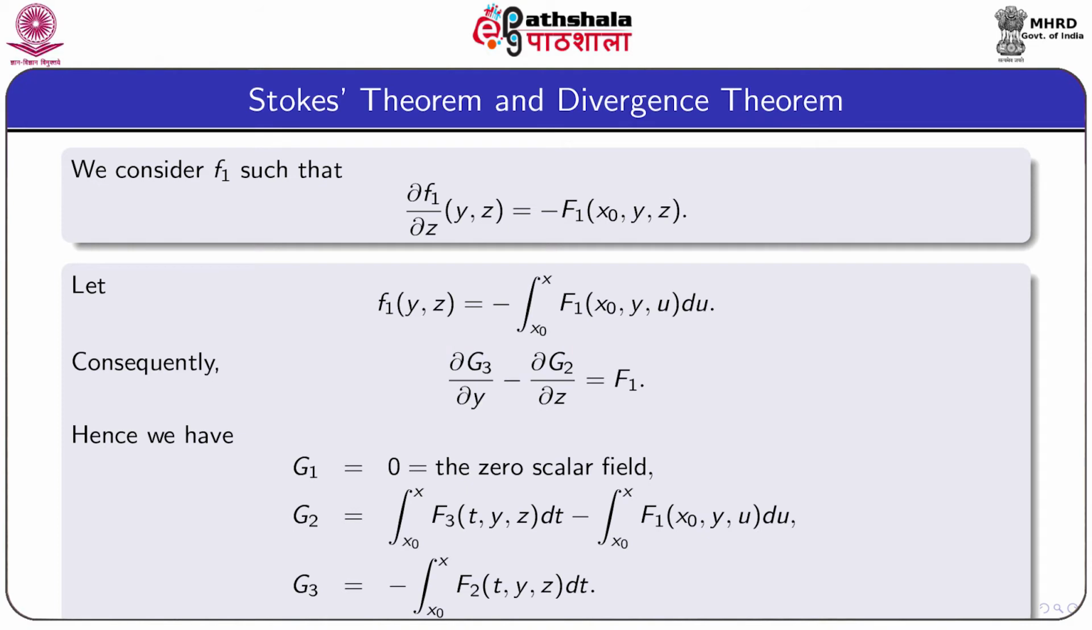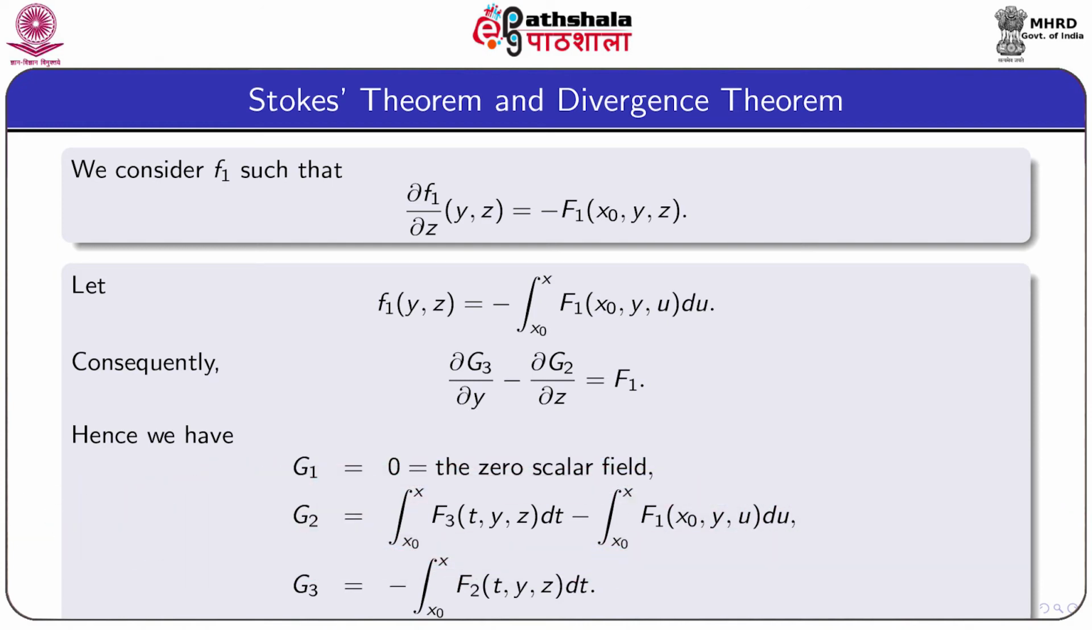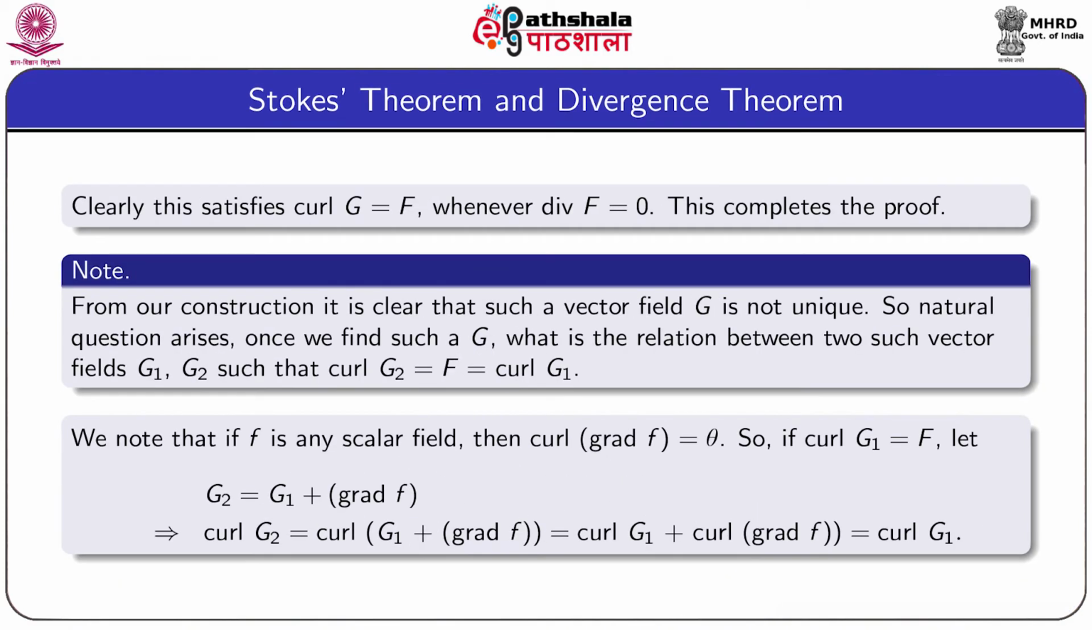Hence we have g1 equal to the 0 scalar field, g2 equal to integral x0 to x f3(t,y,z) dt minus integral x0 to x f1(x0,y,u) du, and g3 equal to minus integral x0 to x f2(t,y,z) dt. Clearly, we can check for this that curl G equals f whenever divergence f is 0. This completes the proof.